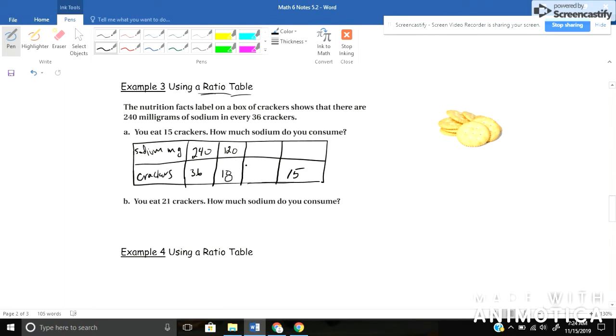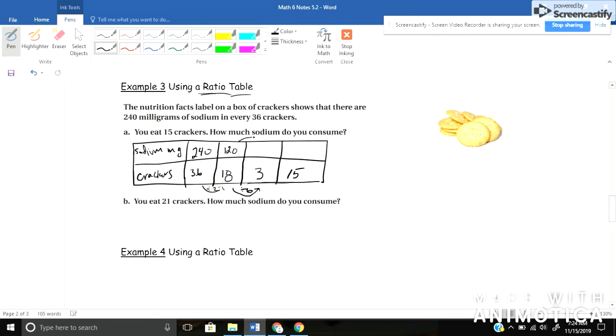Okay. So I divided this by 2. I still need to think about how I could go from 18 to 15. Well, a little hint here is to think about their common factors. They both have a common factor of 3. So if I could get 18 to 3, then I know I could get 3 to 15. Well, 18 to 3, I could just divide by 6.